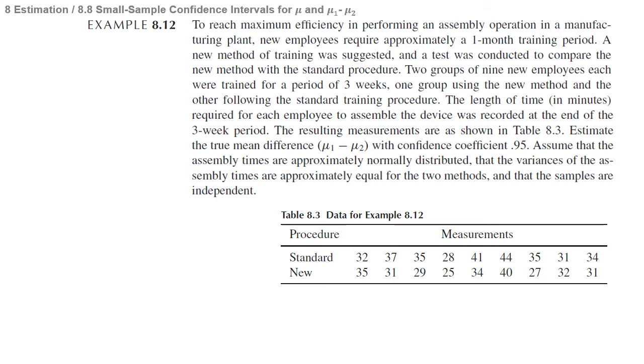So we want to compare the new method and standard procedure. Two groups of 9 new employees each were trained for a period of 3 weeks, one group using the new method and the other following the standard training procedure. The length of time required for each employee to assemble the device was recorded at the end of the 3-week period. The resulting measurements are as shown in table 8.3, which is this one.